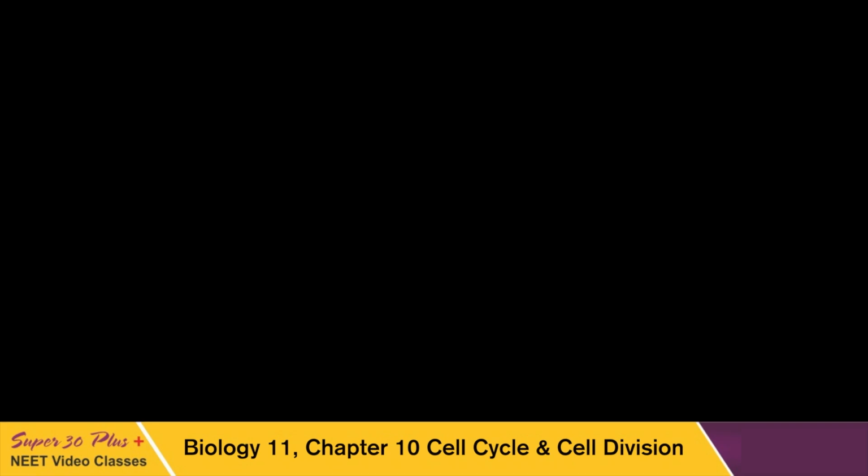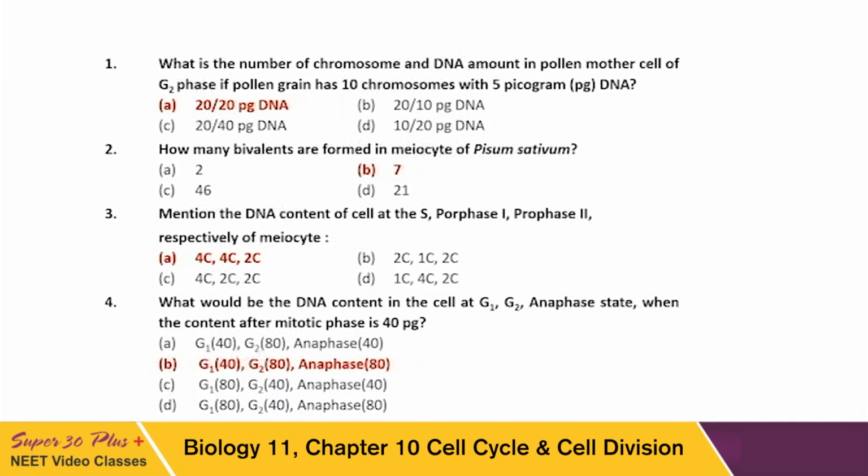You have to be a little extra conscious here, because this is a very logical one. You should not get confused anyway. See the first question: what's the number of chromosomes and DNA amount in a pollen mother cell at G2 phase if the pollen grain has 10 chromosomes and 5 picogram DNA? Start from here. What is given to you?